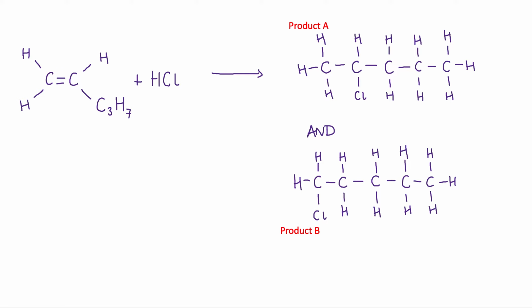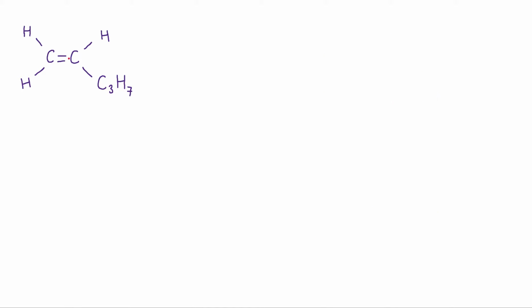Right, so we're going to go through this question where we have to draw the mechanism for this reaction, and then we have to decide out of product A and product B which one is the major product, so which one is going to be formed in the higher percentage. So let's firstly start off with the mechanism.